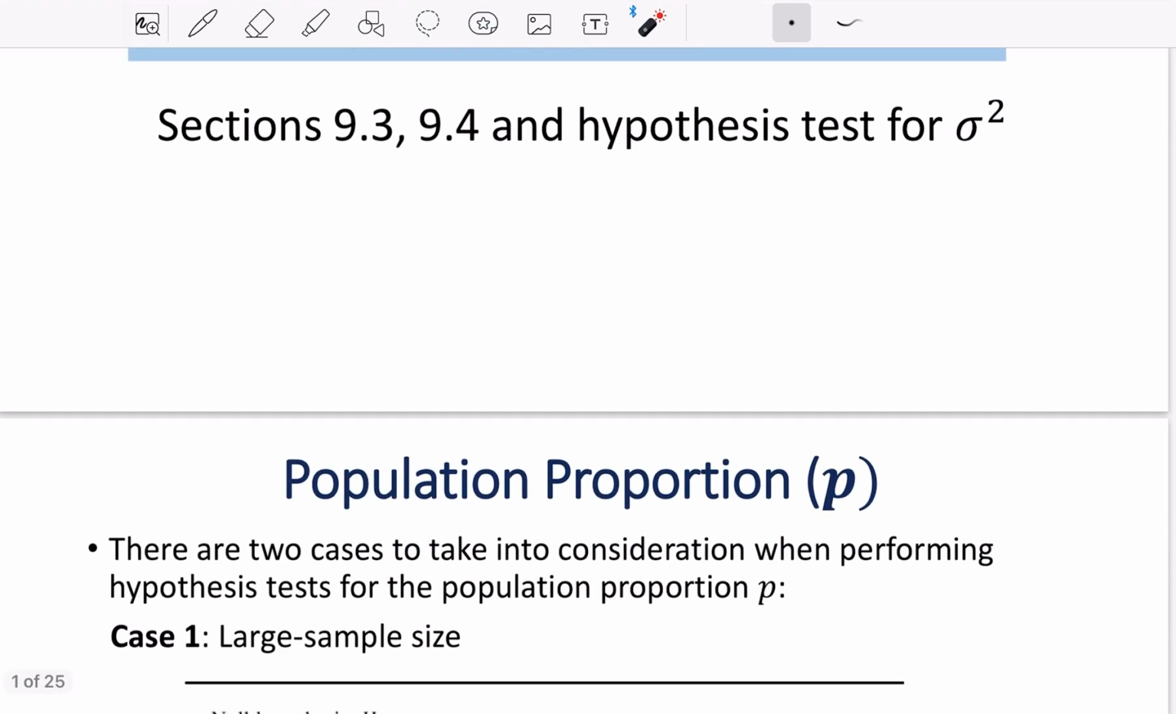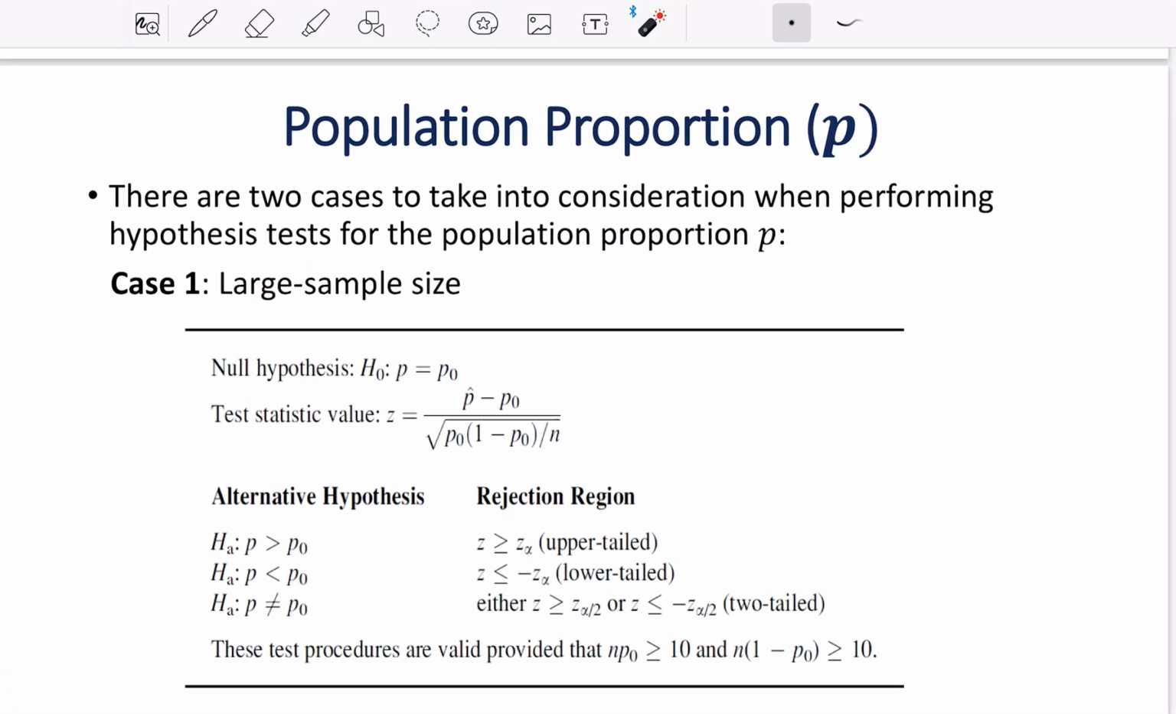Okay, so 9.3, you would see that it's concerning your population proportion, from your textbook. So now you want to perform a hypothesis test for the population proportion, and remember, proportion is usually some kind of success that you are interested in over the total sample. Now you have to take into consideration that you will have two cases. Either you have a small sample or a large sample. In the first case, we consider the large sample.